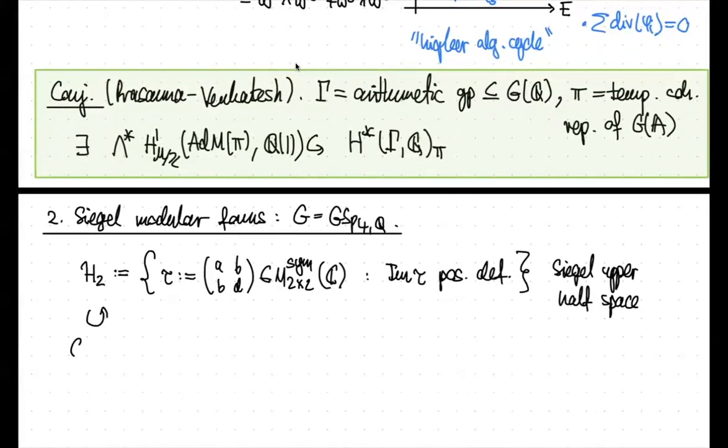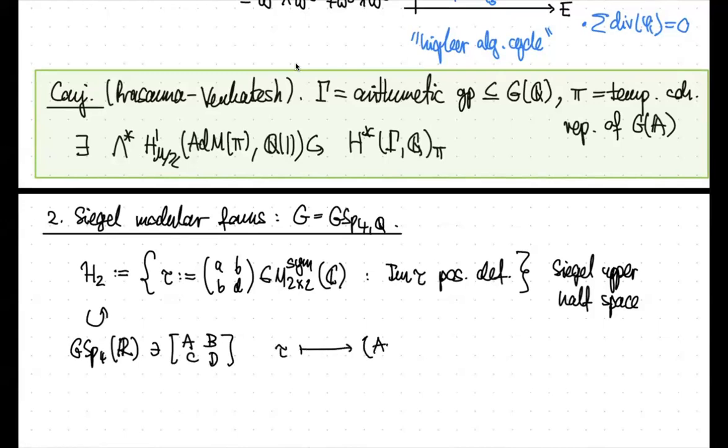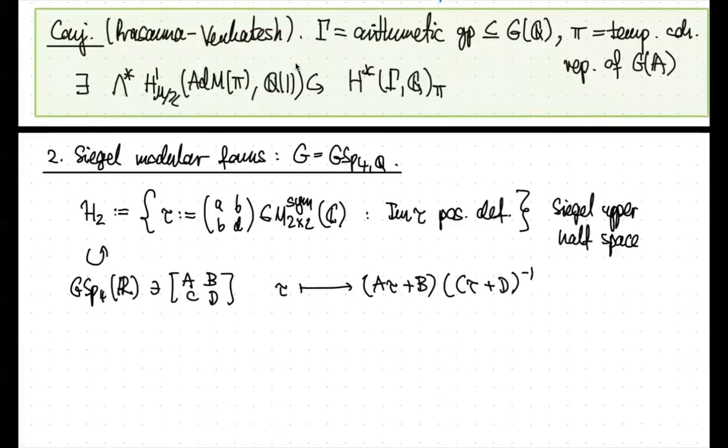And this will have an action of GSp4(R). One can write it down pretty nicely. If you take a block matrix (A, B; C, D), you can send tau to something very similar to the upper half plane, but now you're dealing with matrices, so you put an inverse instead of dividing numbers by each other. And what I'll define for you right now is a holomorphic Siegel modular form of weight 2, which will look similar to a modular form.